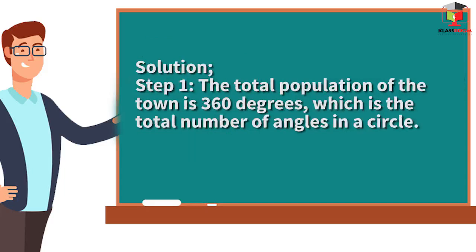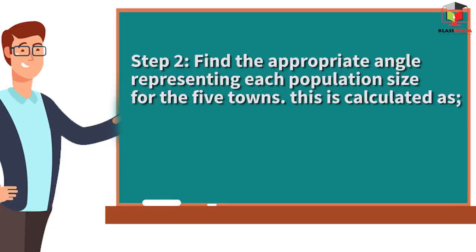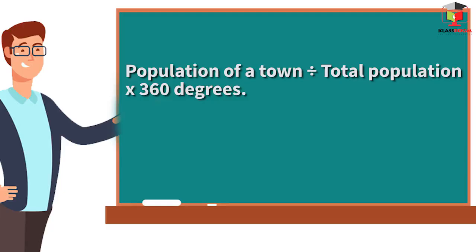Solution. Step 1. The total population of all the towns is taken as 360 degrees, which is the total number of angles in a circle. Step 2. Find the appropriate angle representing each population size for the 5 towns. This is calculated as population of a town divided by total population times 360 degrees.